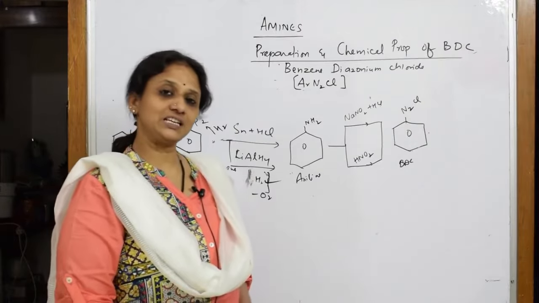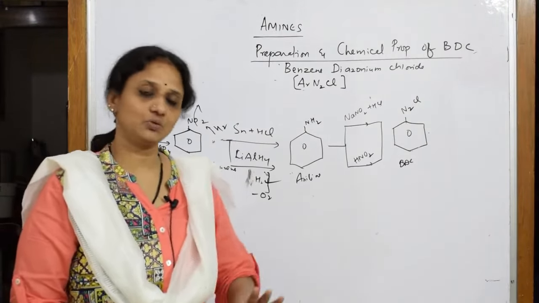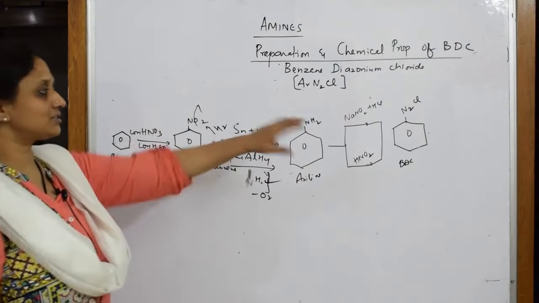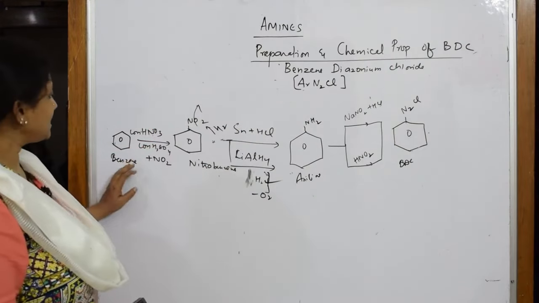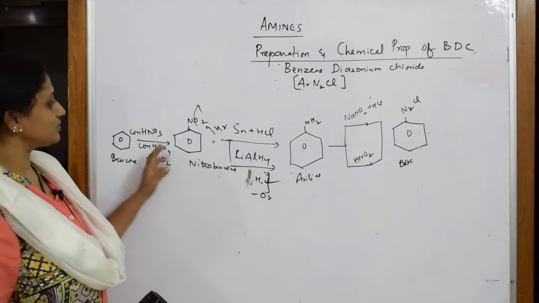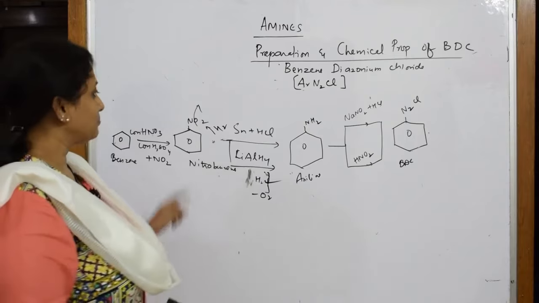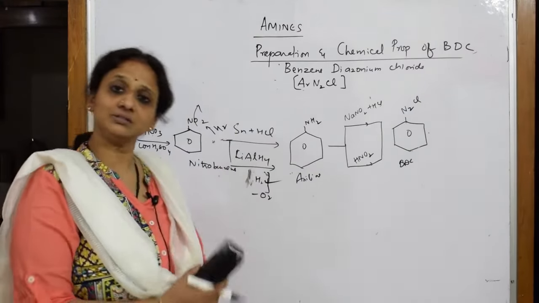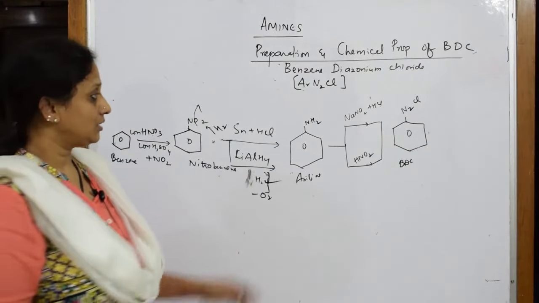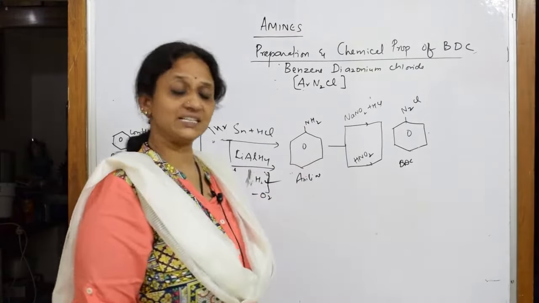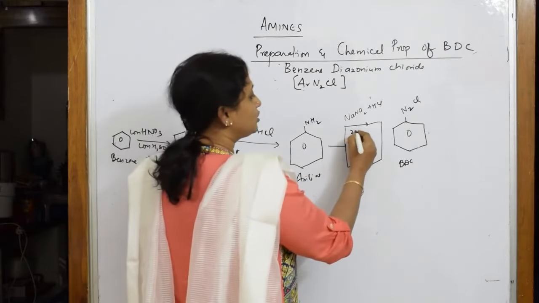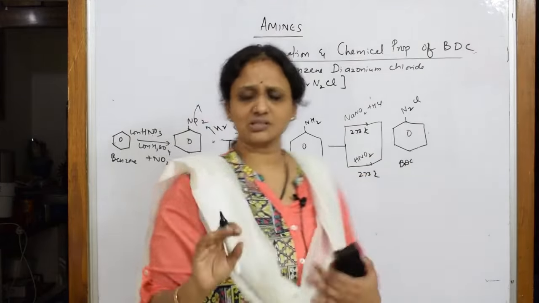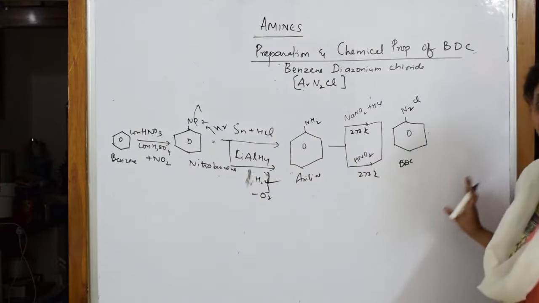Now we are going to see the next set of reactions of BDC. What did we learn earlier? The process is the same, but it will vary from there. Benzene on nitration with the nitrating mixture gives nitrobenzene. Further, when I use a reducing agent, nitro is converted to amine, that is aniline. Further, when I treat with NaNO2 and HCl or HNO2 at 273 Kelvin, I am going to get BDC. That's the standard reaction which I have written.